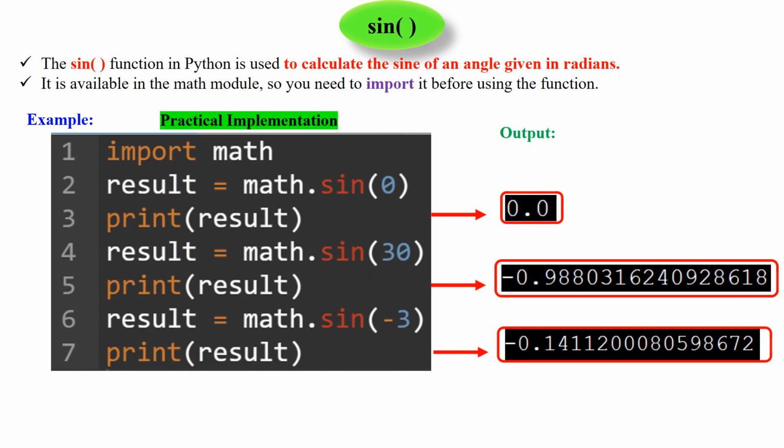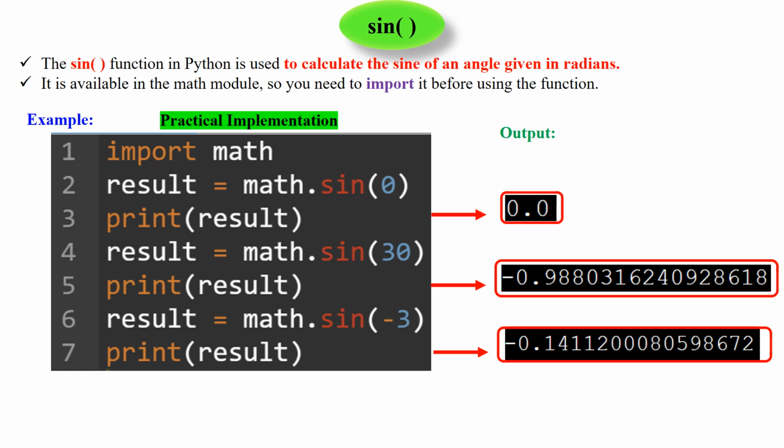The sine function in Python is used to calculate the sine of an angle given in radians. It is available in the math module, so you need to import it before using the function. Let's see some examples. In this code, we calculate the sine of different angles using the math.sine function and print the results. In line 2 and 3, we calculate the sine of 0 radians, or 0 degrees, using math.sine of 0. The result will be 0.0, as the sine of 0 degrees is 0.